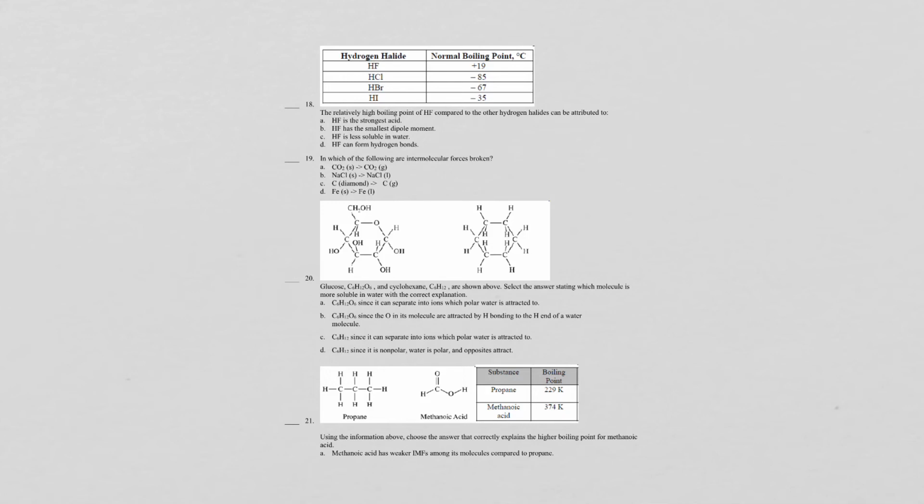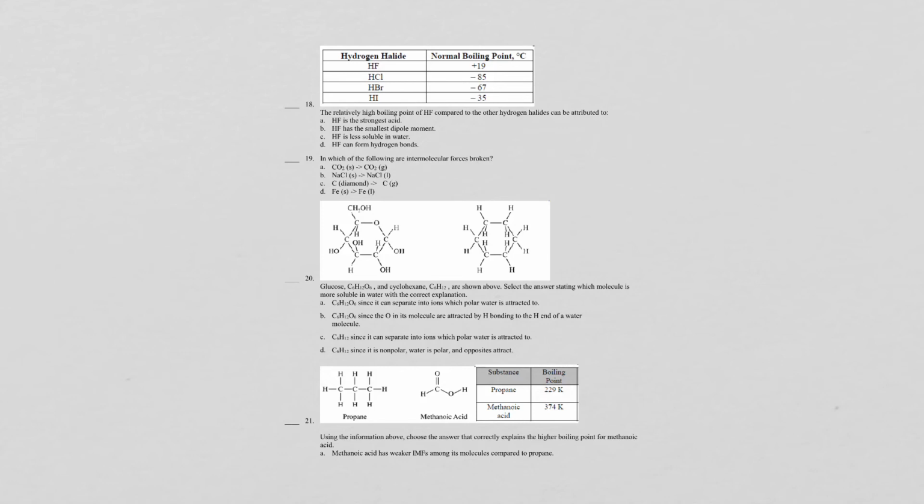So 21, using the information above, choose the answer that correctly explains the higher boiling point for methanoic acid. So we've got both structures, again, carbons and hydrogens in propane equal a nonpolar structure. That's going to be LDFs, and then we see the methanoic acid has the C double bond O, which does give that O a partially negative charge, but then we see that OH, which is definitely sites of hydrogen bonding.